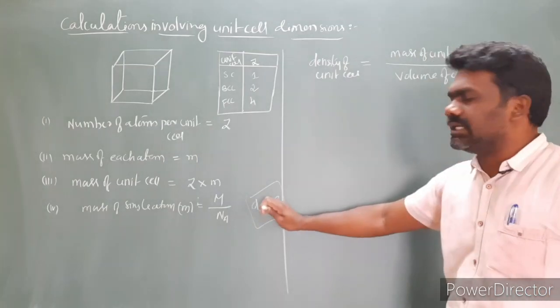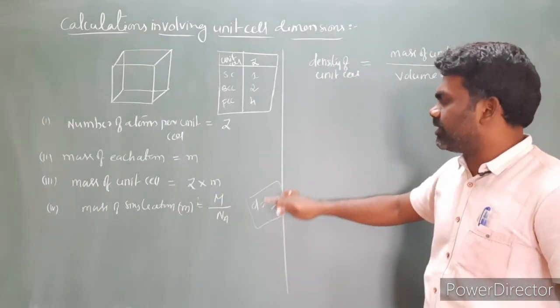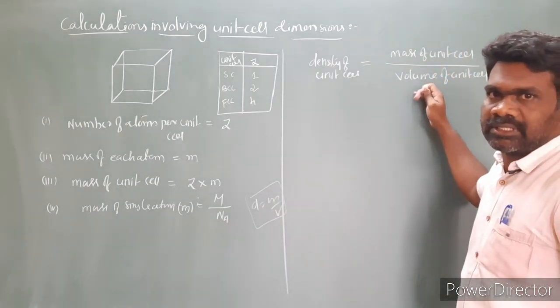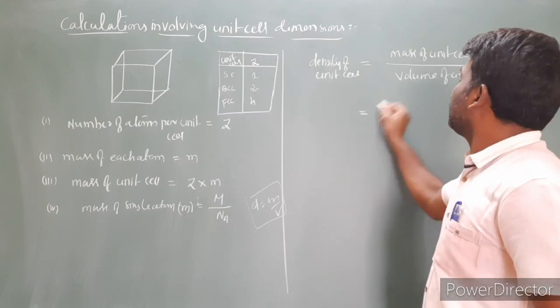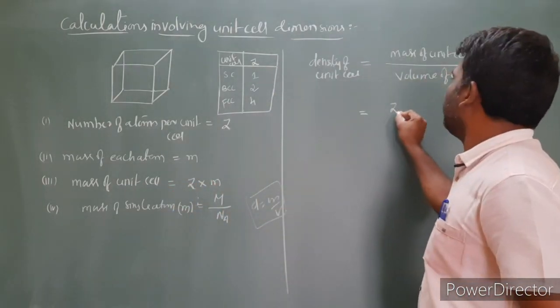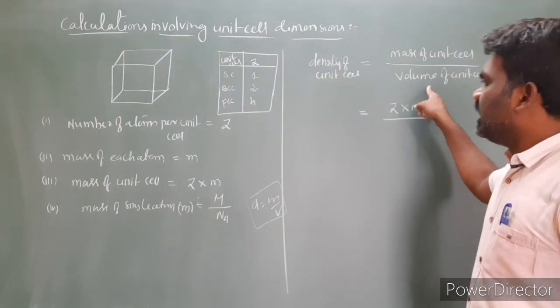So we have to find out the density of this unit cell. The density of unit cell is equal to mass by volume, so mass of unit cell by volume of unit cell. I think you are following me. Mass of unit cell is Z into M, so density is Z into M by volume of unit cell.